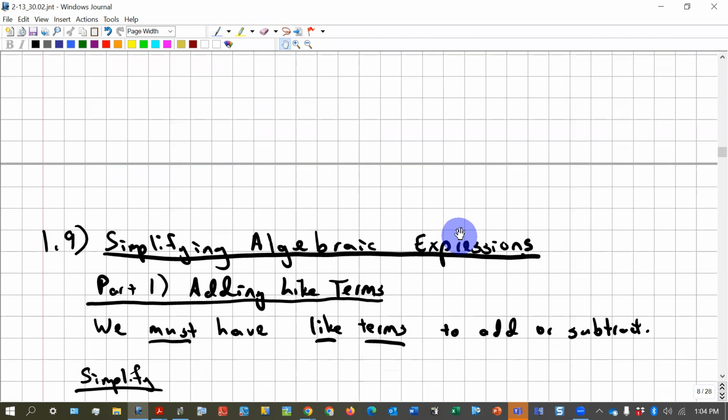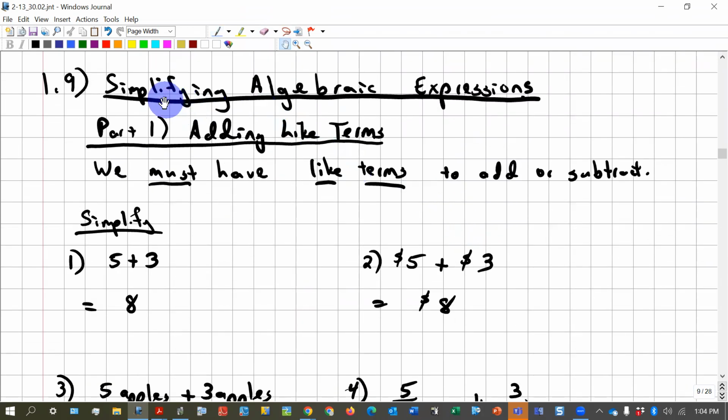Now in section 1.9, we're going to be simplifying algebraic expressions. In other words, expressions that have variables in them that stay as variables. And there's 4 big ideas in section 1.9. The first we've talked about before, but we need to be reminded of it. And that is, in order to add, we have to have like terms.